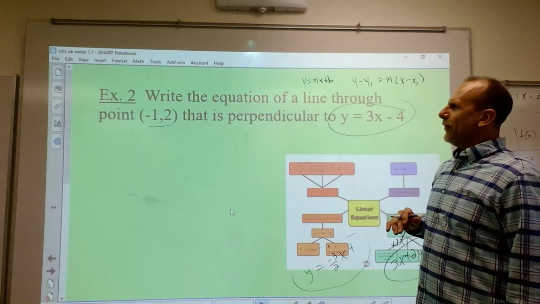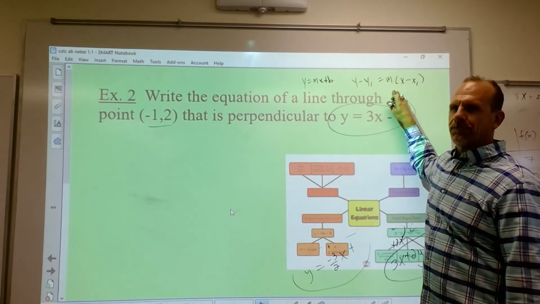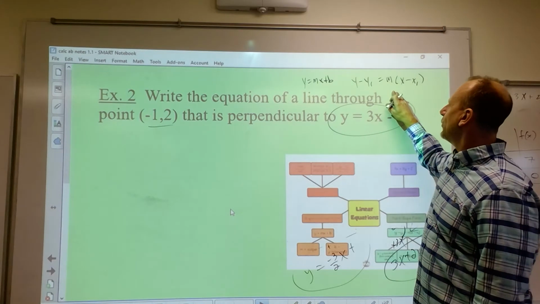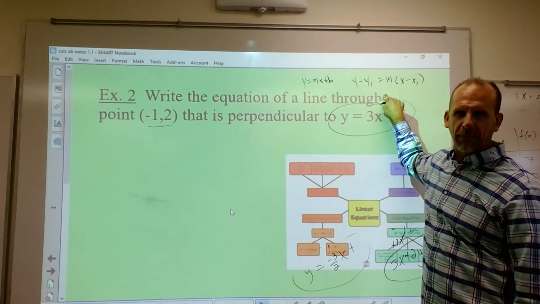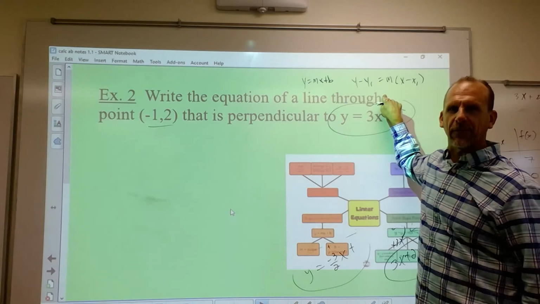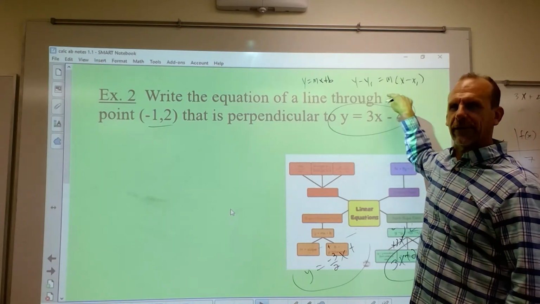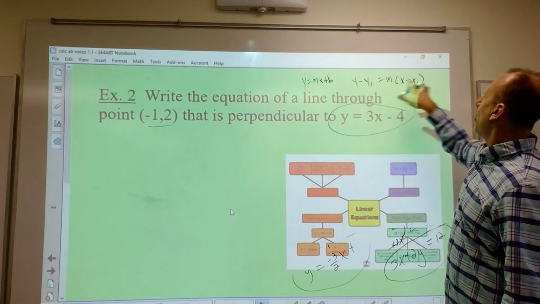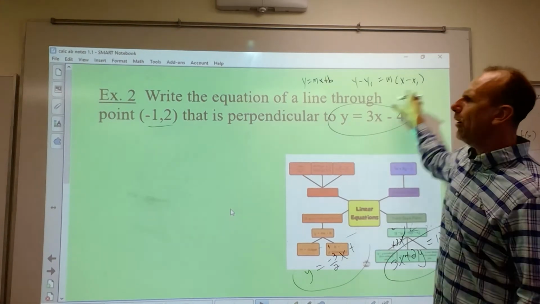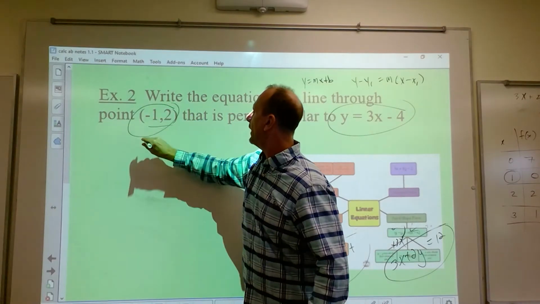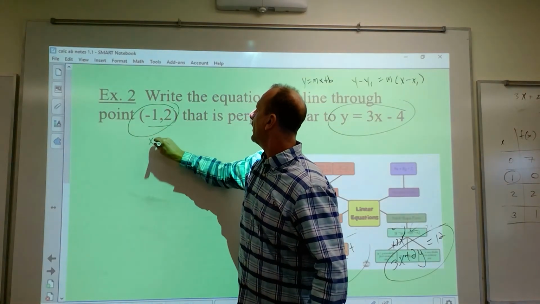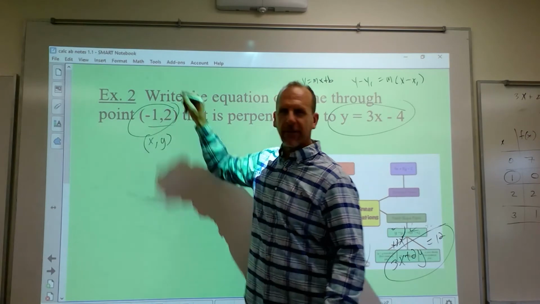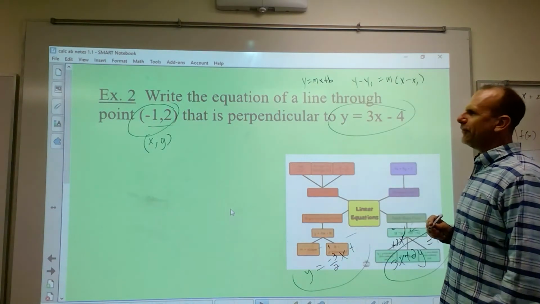The easier one to use of these two at this particular moment would be this one, which you're probably not used to using that much, so start getting used to it. This is the one we use the most in class. All right, we need a slope and a point. Oh, look, got a point. Here's your point. That's your x, and that's your y. Now we need a slope.